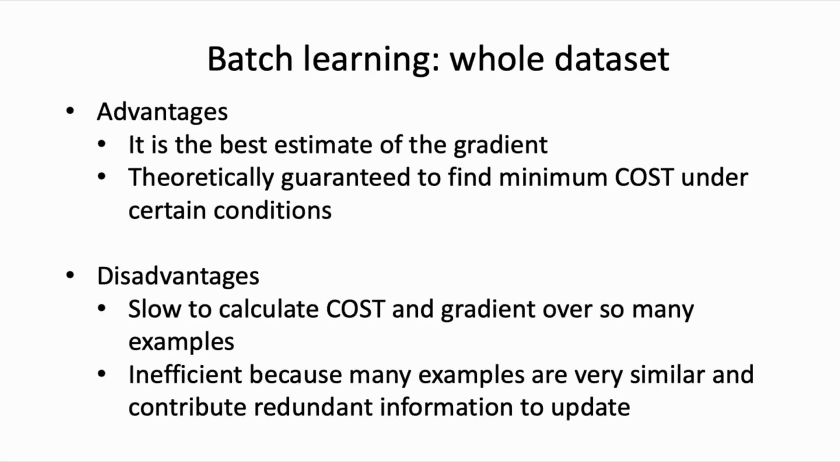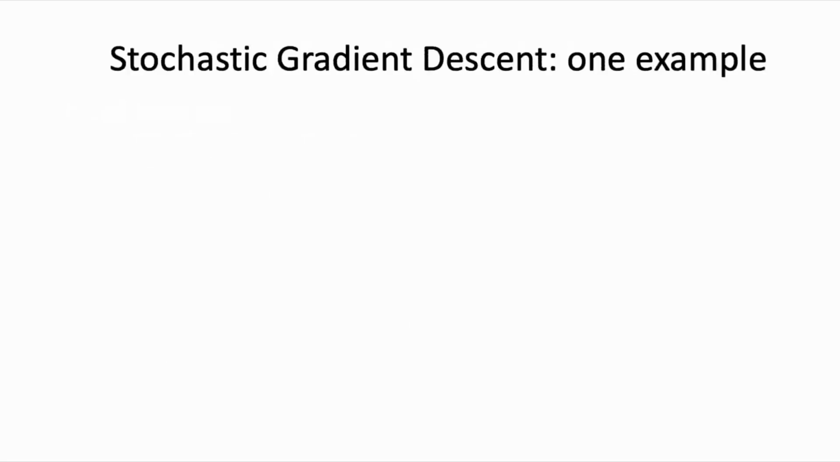At the other extreme to batch learning, which is using all the data in a single learning step, we have stochastic gradient descent, which means we only use one training example to calculate our cost and gradient at each step of learning. This means in a single learning step, all the weights and biases are updated so that the neural network becomes better at predicting just that one training example, because the gradient was only evaluated based on that one training example.